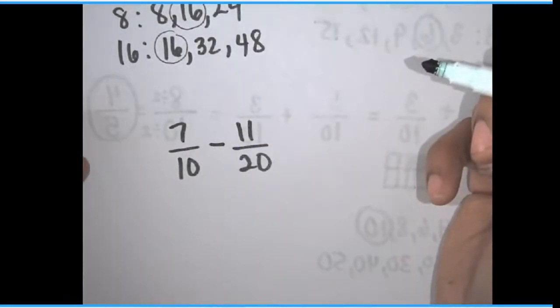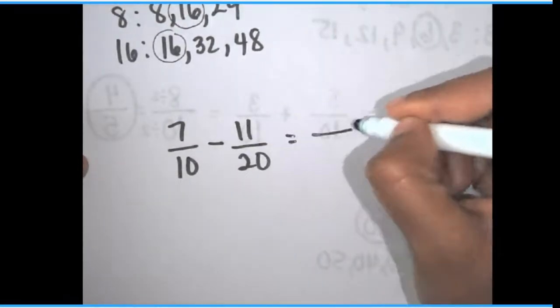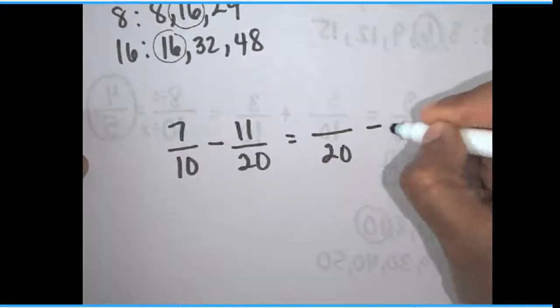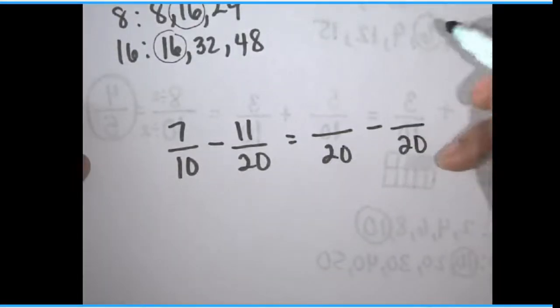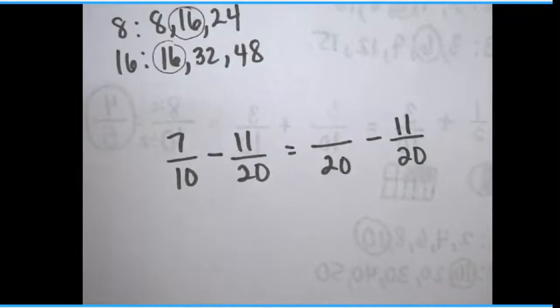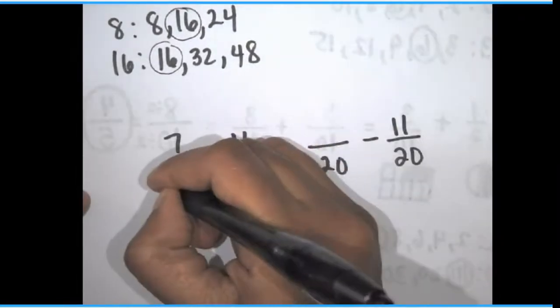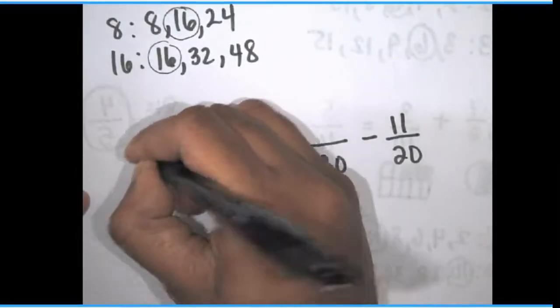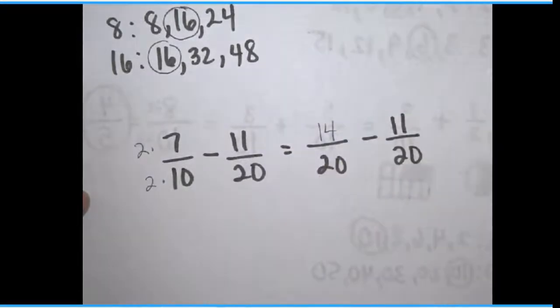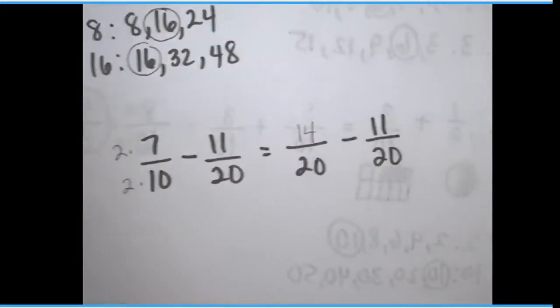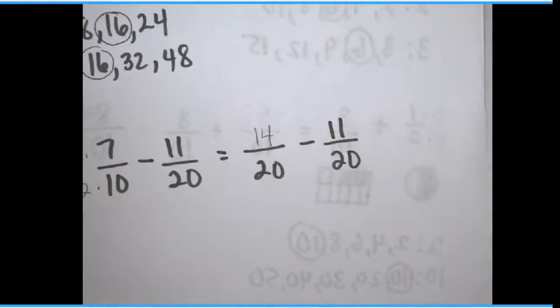11 out of 20. We already know that the common multiple is going to be 20. Okay, this one already had 11 pieces out of 20. This one, times 2 on the top and bottom, so this will be 14. Okay, so the final answer for this one is going to be 3 out of 20.